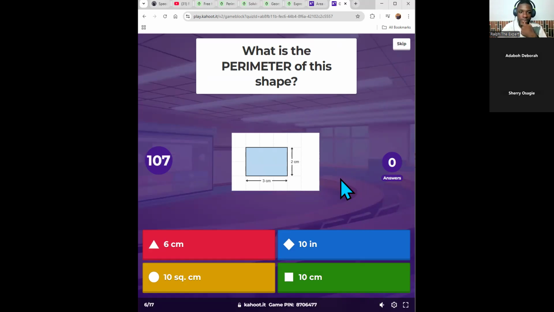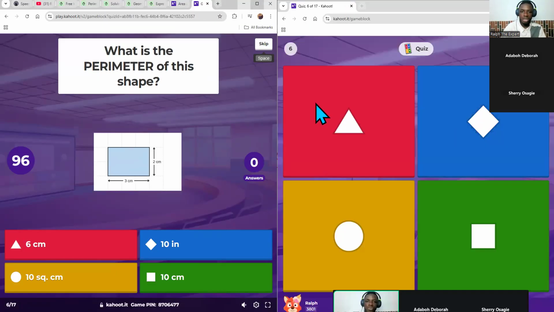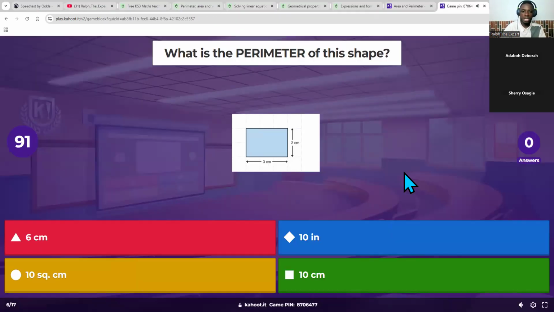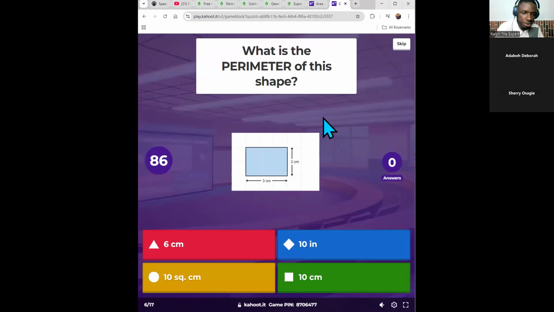I can't see that. Okay, because you duplicated your screen, you can make it a full screen so you can see it clearly. The place where you're answering the question. Okay, but it's fine, let me mention it for you. 3 centimeter is the length and 2 centimeter is the width.